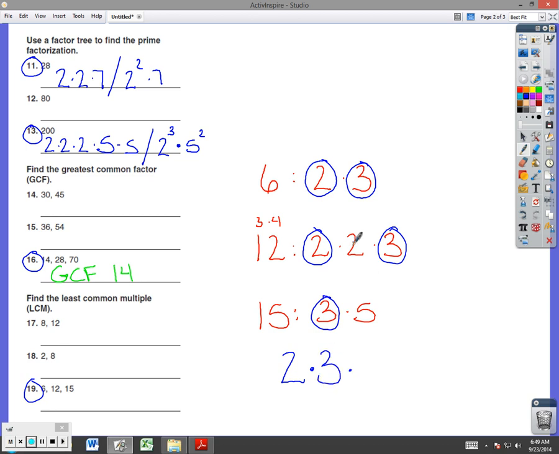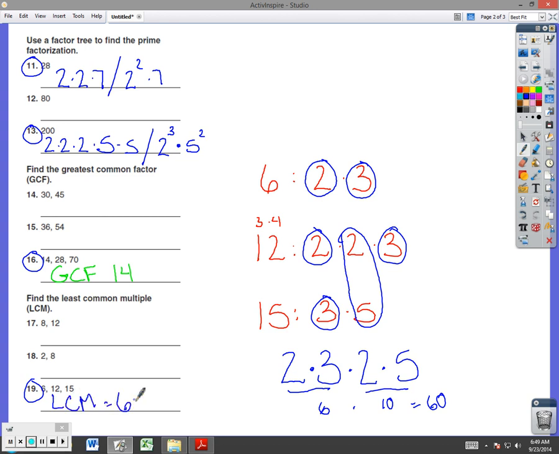Now is when I have the junk. Nothing else has a 2, nothing else has a 5. So we bring the garbage down to the curb. We add that 2 down here, and we add that 5 down here. Now I multiply. 3 times 2 is 6. 2 times 5 is 10. 6 times 10 is 60. So there, LCM for 6, 12, and 15 is 60.